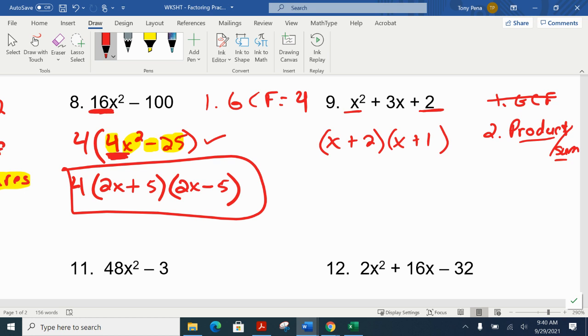These two numbers multiply to give you the 2. When we add those up, they give us a positive 3. That is your answer for number 9.